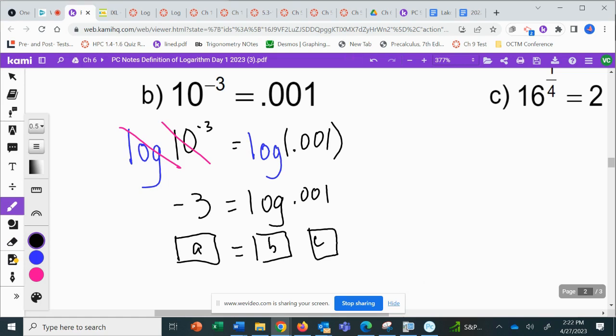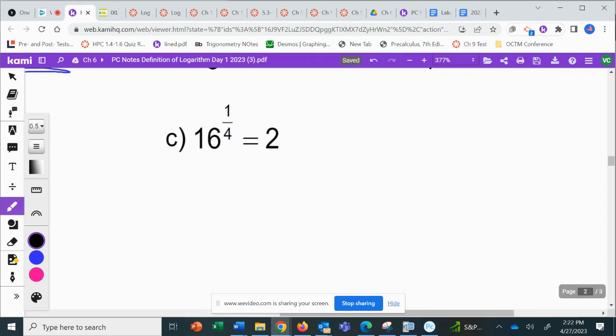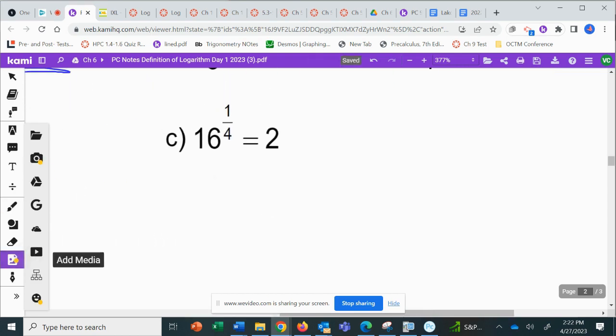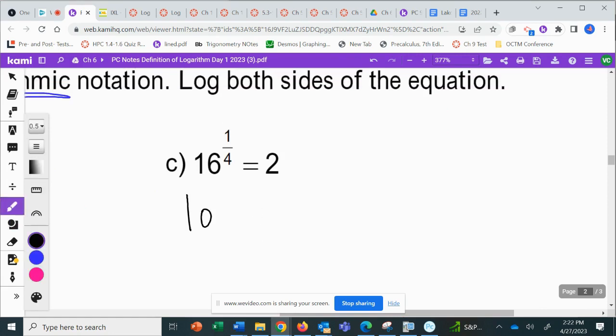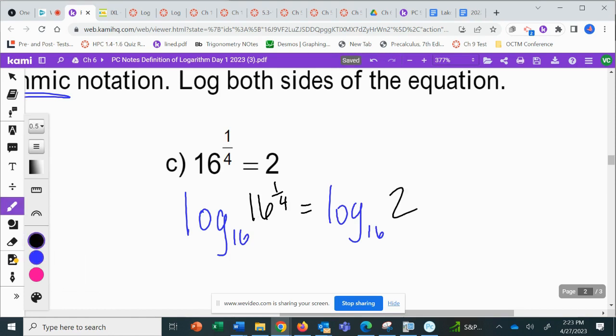Yeah. Okay. C. What do we need to cancel out? We need to cancel out the 16. So we're going to use log base 16. Cancel, cancel. We get 1/4 equals log base 16 of 2. Done.